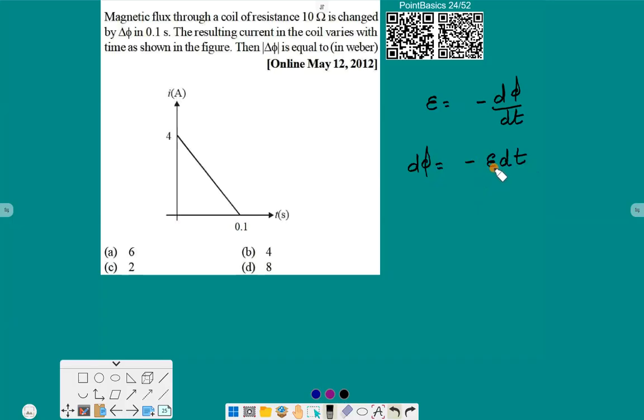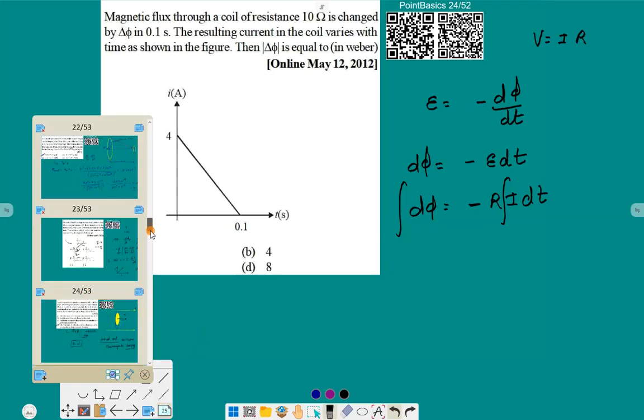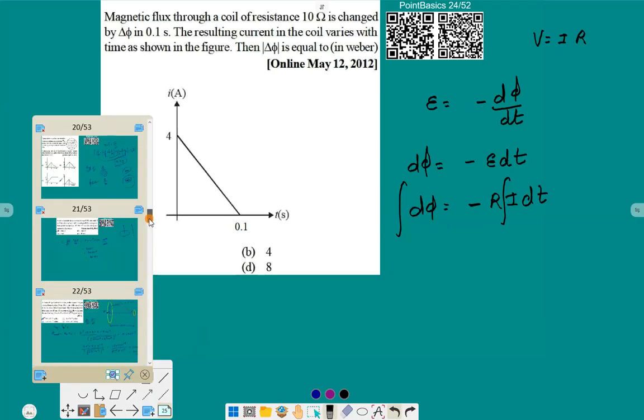We still don't have the potential here, so we use Ohm's law. From Ohm's law, V is equal to IR, so it is minus R into I into dt is equal to d phi. Now we can integrate it, as we have an I versus t graph here, so the integral will be just equal to the area of the graph, and we have already solved it by a different method in, I think, the previous video. Let me check.